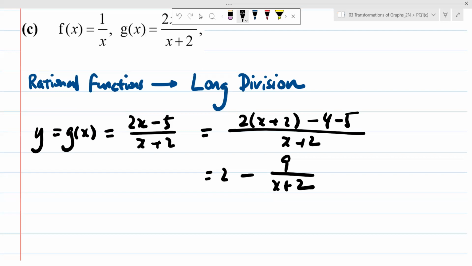Translate in the negative x direction by 2 units. Scale parallel to the y-axis by a factor of 1 over 9. Reflect in the x-axis or y-axis.